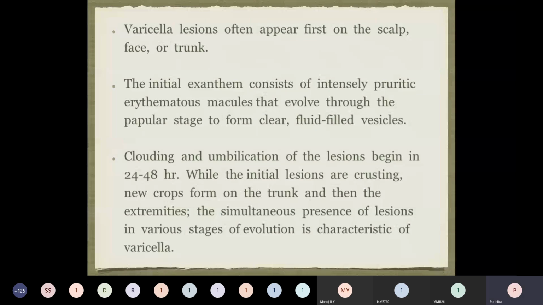Clouding and umbilication of the lesions begin in 1 to 2 days. While the initial lesions are crusting, new crops form on the trunk and then on the extremities. The simultaneous presence of lesions in various stages of evolution is characteristic of varicella, that is, pleomorphic.